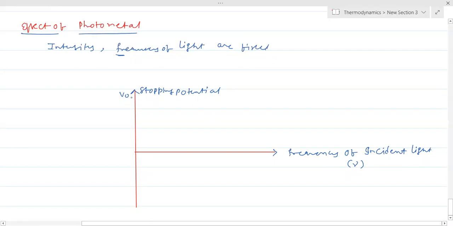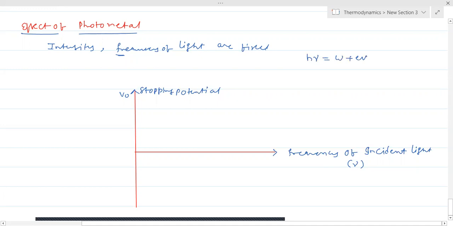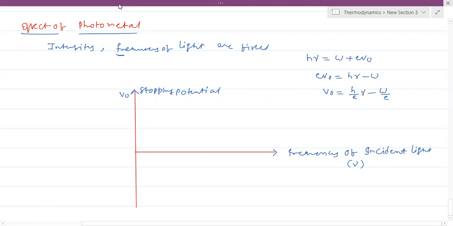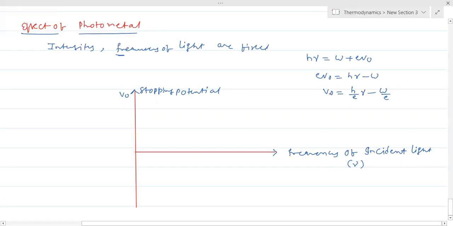Actually, we need a relation between V0 and nu. So I'm writing h nu equivalent to W plus eV0. Therefore, eV0 equivalent to h nu minus W, but V0 equivalent to h by e into nu minus W by e. So simply this is in the form of, just now we know the basics, we will write Y in the place of V0, and we will write X in the place of nu.